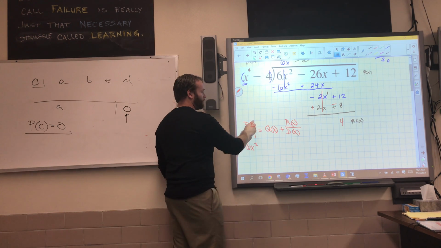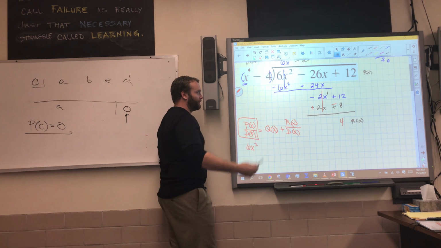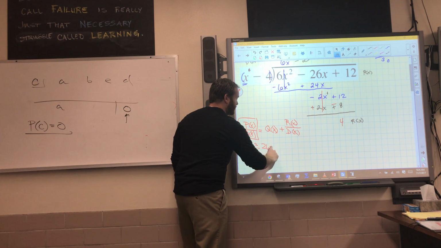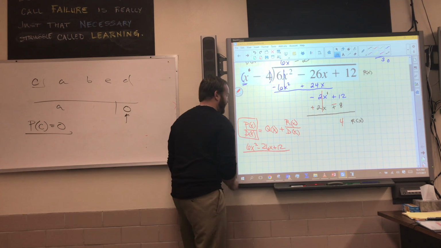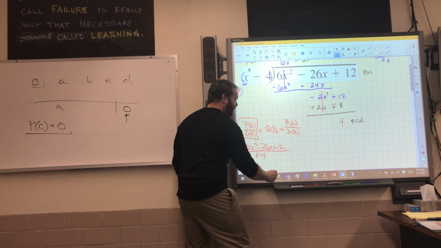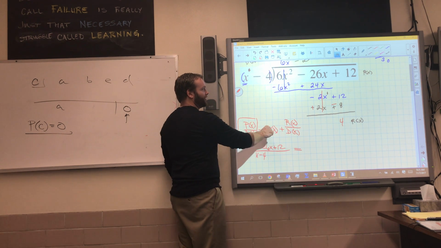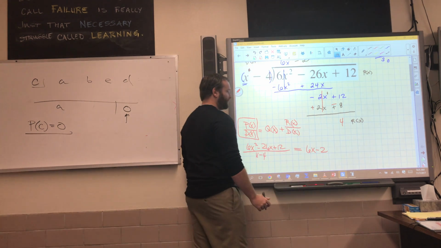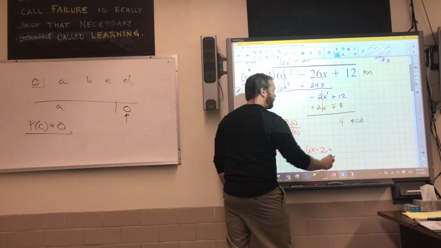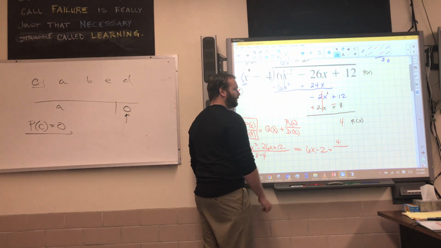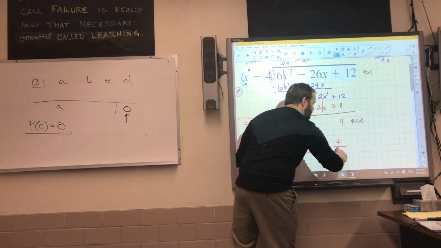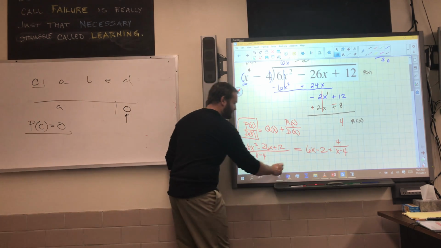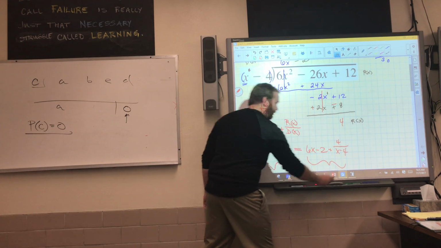6x squared. Now you usually wouldn't write this part here the way I'm going to, but I want to show you a connection with what's going on here. So we go 6x squared minus 26x plus 12, divided by x minus 4, is equivalent to your quotient, 6x minus 2, plus your remainder of 4 over your divisor of x minus 4. Okay? So those two statements are equivalent.